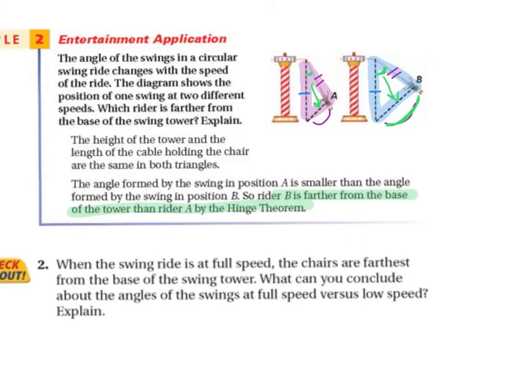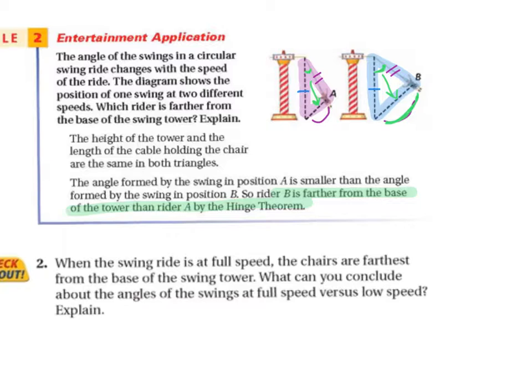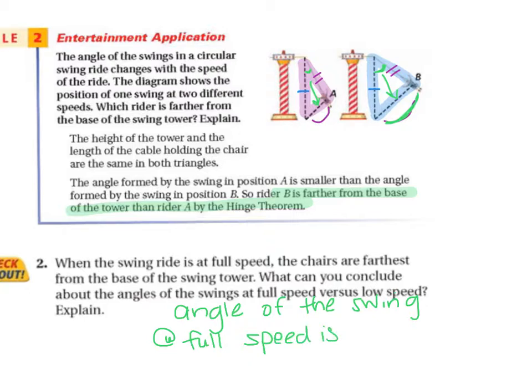Number 2 says when the swing ride is at full speed, the chairs are furthest from the base of the swing tower. What can you conclude about the angles of the swings at full speed versus low speed? If it's further away, I know that angle at the top would be larger. So the angle of the swing at full speed would be larger than at the low speed.